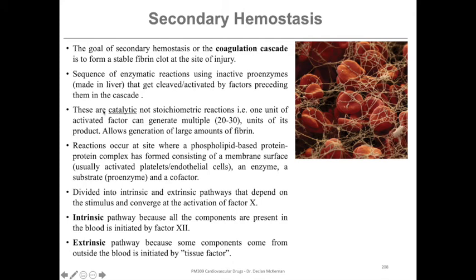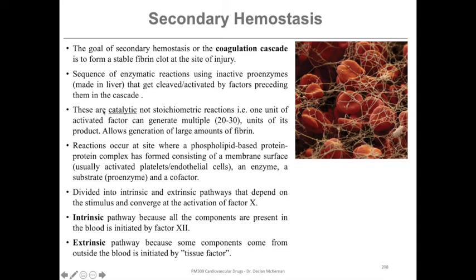The goal of secondary hemostasis, or the coagulation cascade, is to form a stable fibrin clot at the site of injury, an example of which is shown in the picture on the right. This involves a sequence of enzymatic reactions using inactive proenzymes that are made in the liver that then get cleaved and activated by factors preceding them in the cascade.